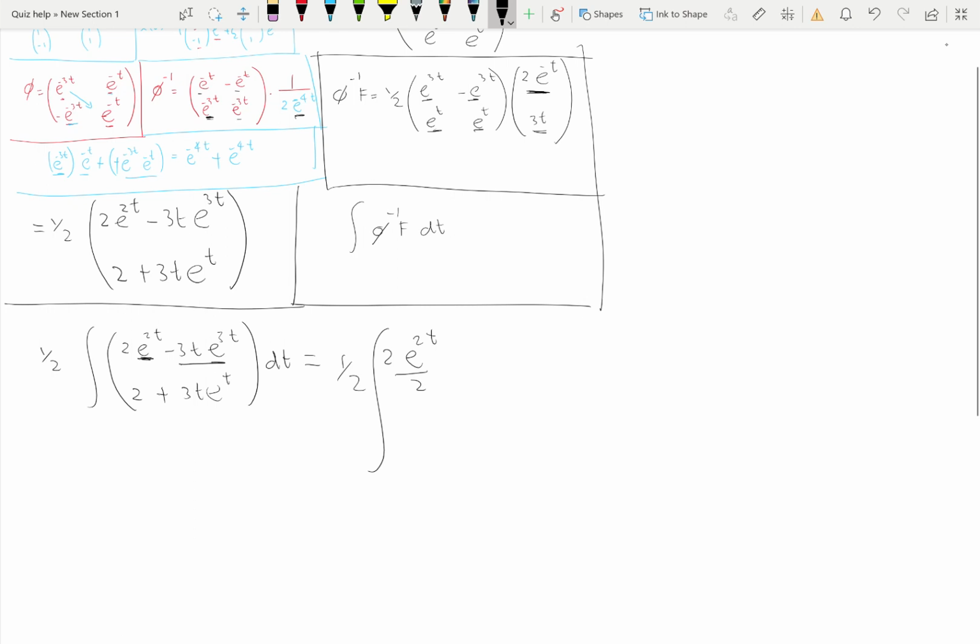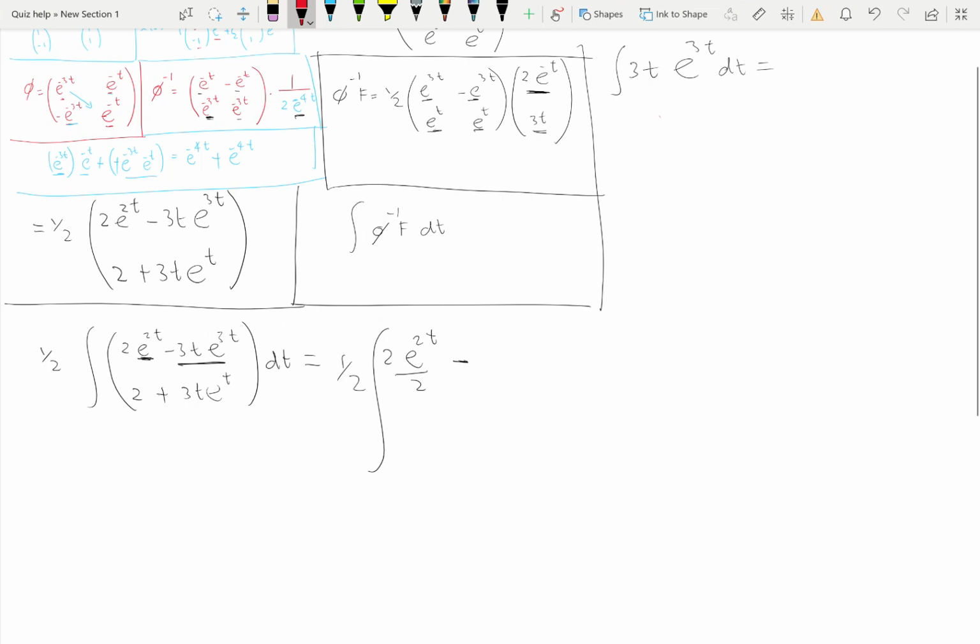Now to integrate here, let's keep that minus outside. So you want to integrate 3t e to the 3t. How are you going to do that? So let me do that up here. You want to integrate 3t e to the 3t. You want to use integration by parts. So that's the challenging thing about this problem.